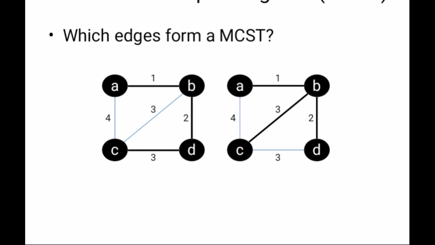So what is a minimum cost spanning tree? It's an undirected graph G, and a subgraph that is a tree which includes all the vertices of G and is of minimum cost. Hence it is called a minimum cost spanning tree.